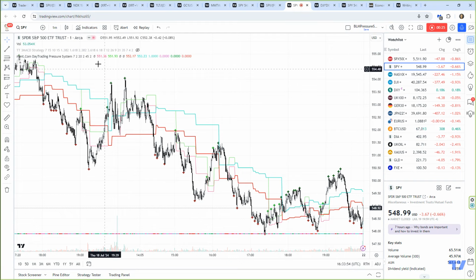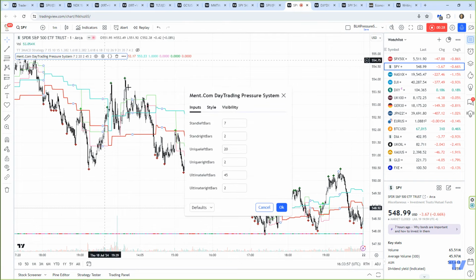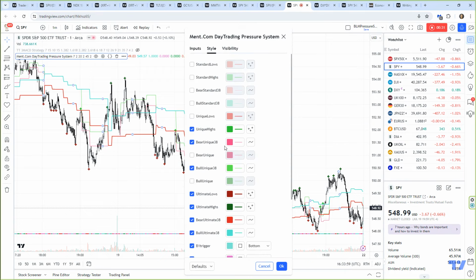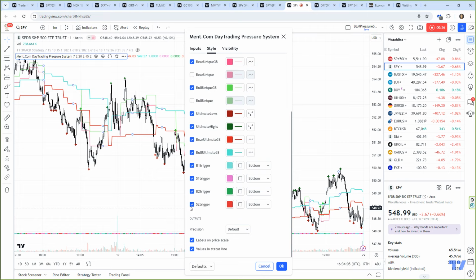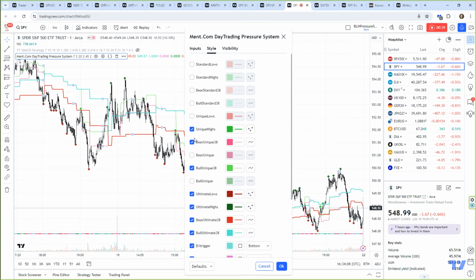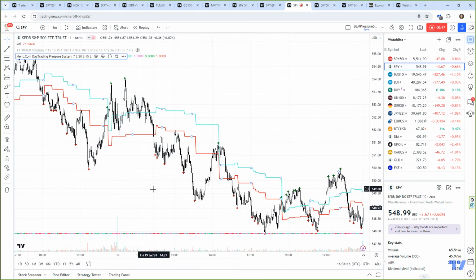So, I'm going to come in here and go to the editing system and turn off the standard. Hold on, ultimate, unique. So what we'll do is turn off the unique, and we'll just leave the ultimate. Understand that ultimate triggers are the massive rotational triggers that occur in the market. They are typically 45-day gaps or longer between these big price swings.